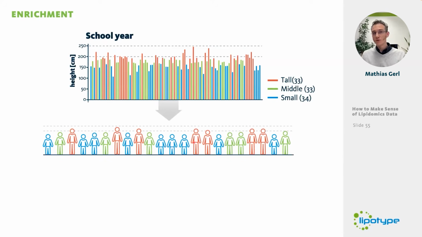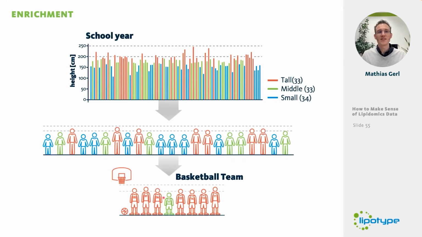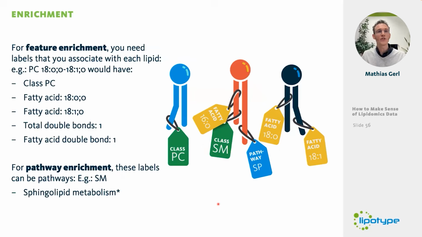And if you would form a basketball team from that, you might see that this subgroup of the total school year is probably enriched for tall students. There's a green one there, but yeah. So this means that this subgroup is enriched for tall students. How do you do this for lipids?